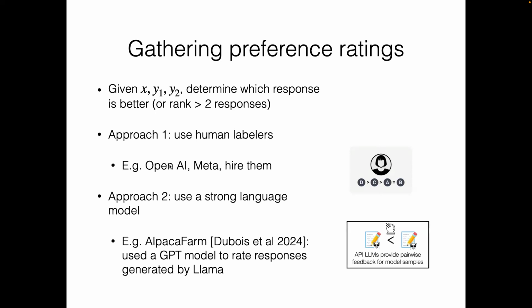And so as you imagine, this costs money, but you can frame this as an annotation task. In other cases, let's say we're trying to train a small model, then it might be good enough to use the best model available to come up with these preference judgments. So here's just an example from 2024, where they were trying to do the RLHF pipeline with Llama, and they were using the GPT model to basically rate the responses.